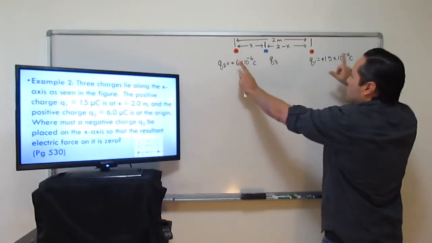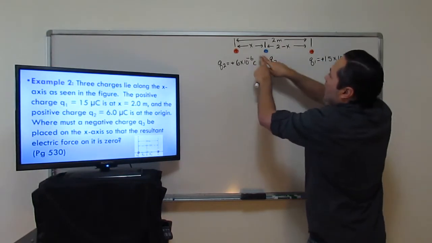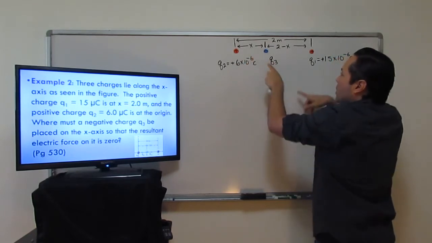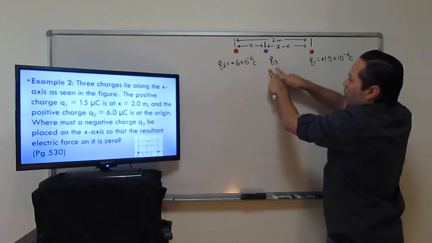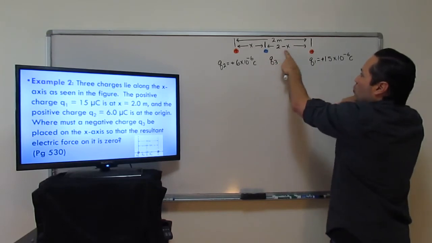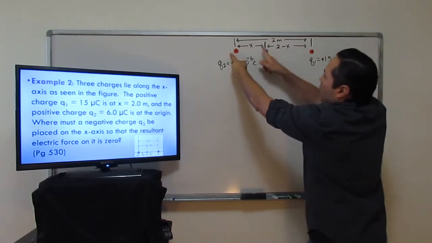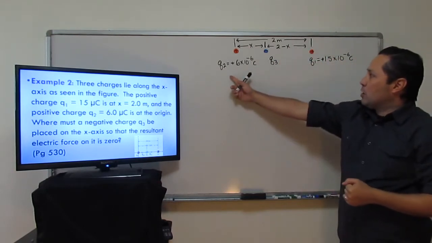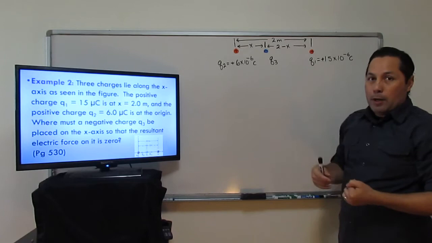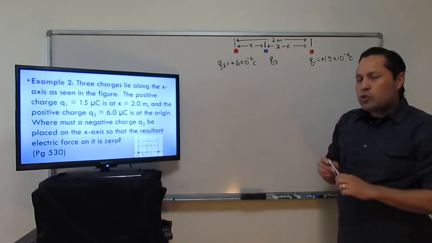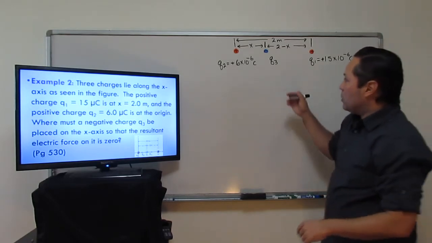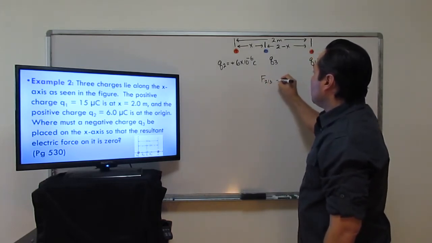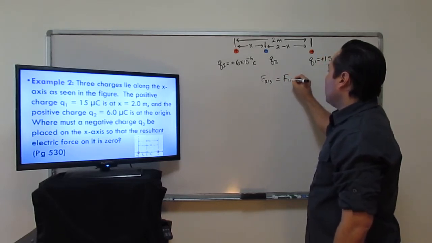Now, I know the distance between Q1 and Q2 is 2 meters. If we don't know the distance from Q2 to Q3, we're going to call it x. But we also know that the distance from Q3 to Q1 must be 2 minus x. So that's the distance between 2 and 3, and 3 and 1. We also know that the forces must be equal to each other in magnitude. So the force between 2 and 3 must be equal to the force between 1 and 3.